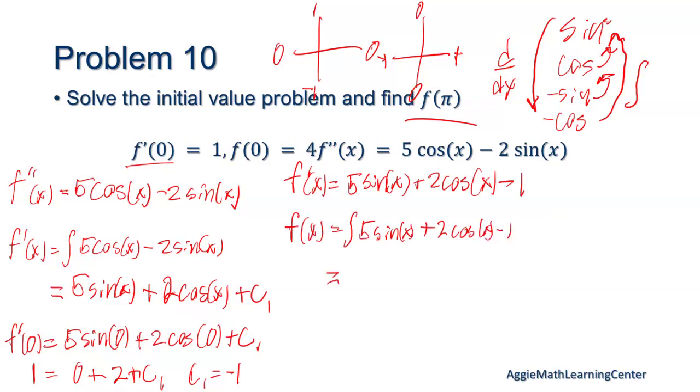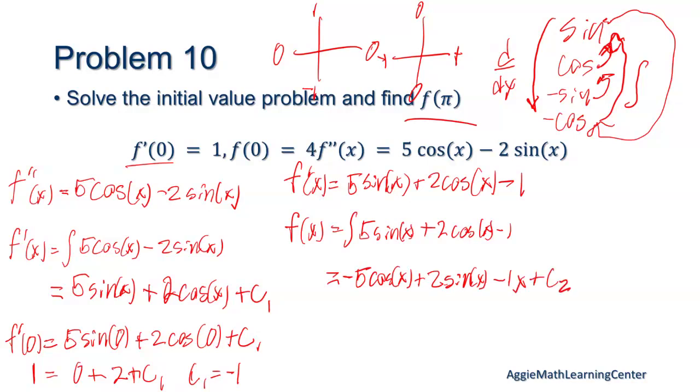That's going to be sine, goes all the way down, back down to negative cosine. So that's negative 5 cosine x. 2 cosine, that goes back to sine, plus 2 sine of x minus 1x plus c2. Now I got to solve for that. So that's going to be f of 0 is equal to negative 5 cosine, there we go, plus 2 sine of 0, minus 1 times 0 plus c2.